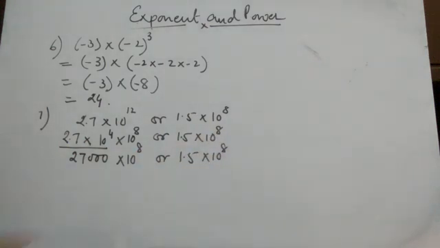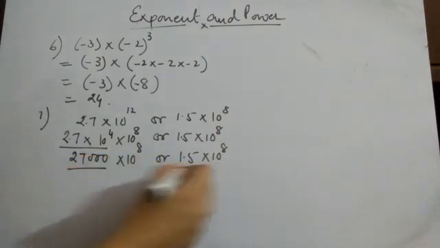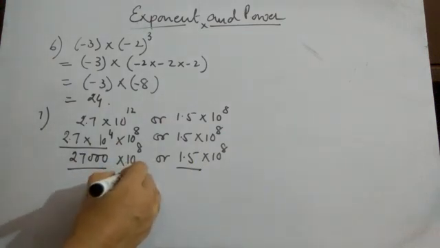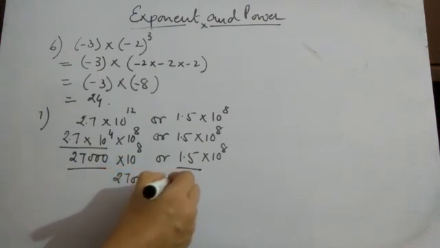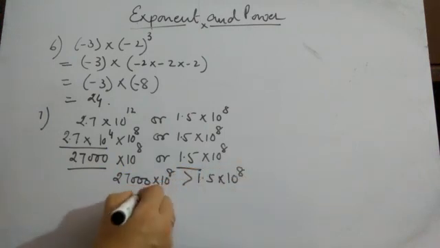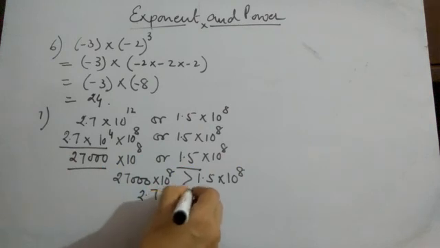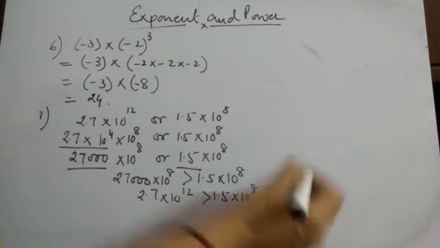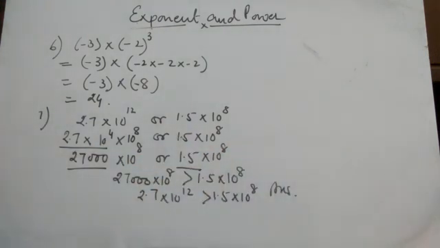Now this part is equal, 10 to the power 8, 10 to the power 8. So we need to compare only this, and it is very obvious that 27,000 is greater than 1.5. So this whole number is greater than the other one. So 2.7 into 10 to the power 12 is greater than 1.5 into 10 to the power 8. The final answer is always written in the form in which it is asked. Right? Thank you, children.